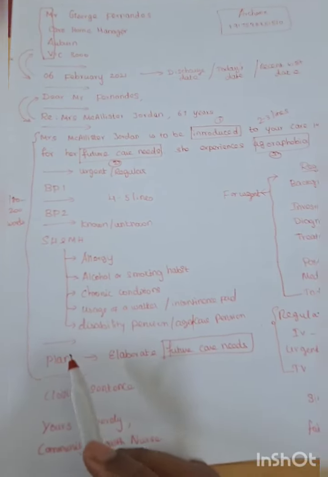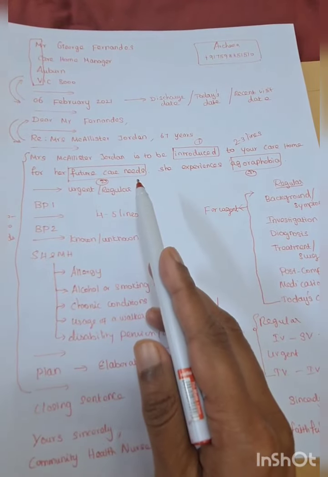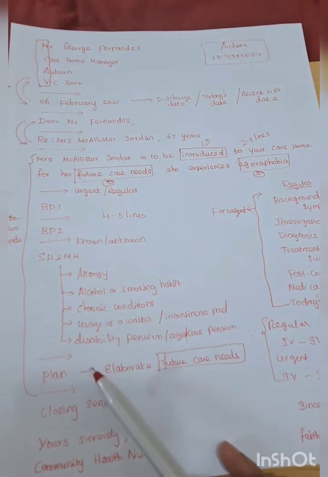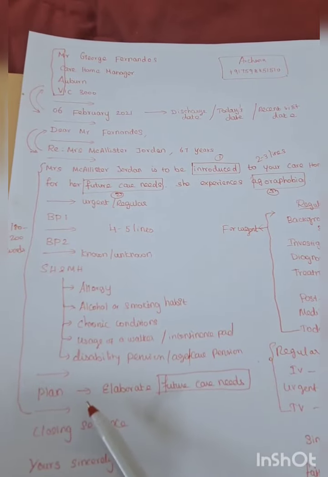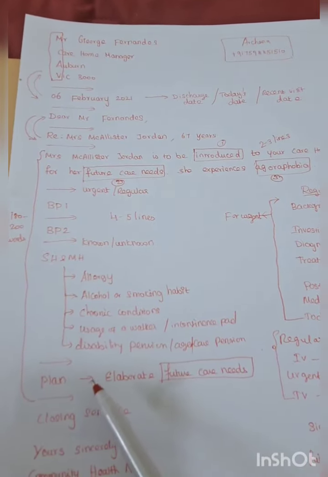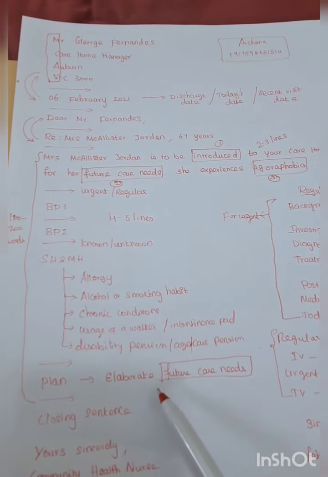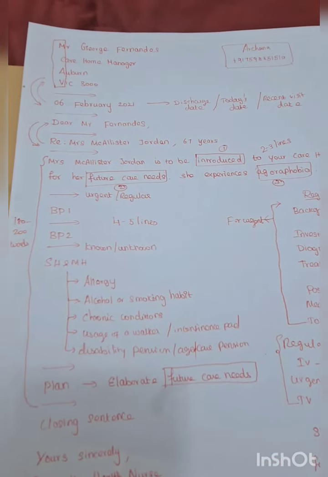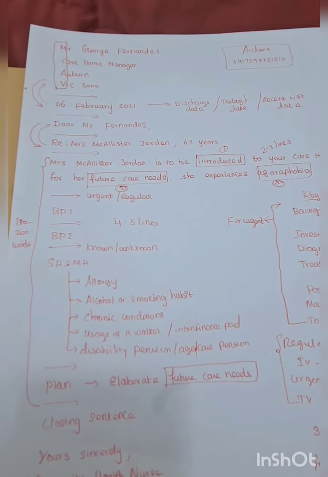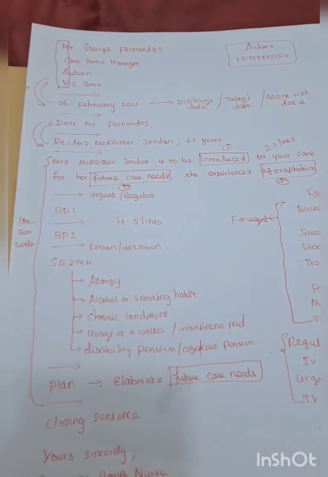Okay, next comes your plan. You said future care needs, right? So what kind of needs she or he has? This will be given in your writing task, above the writing task, as the plan, either as a discharge plan or a referral plan. So that plan should be written over here.